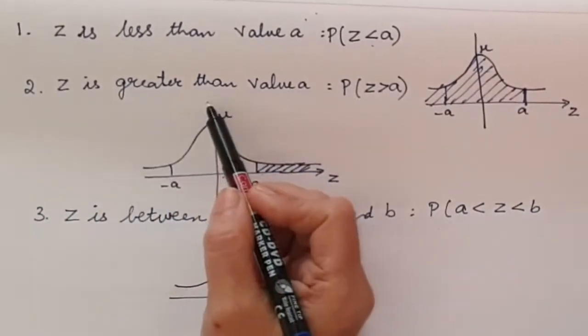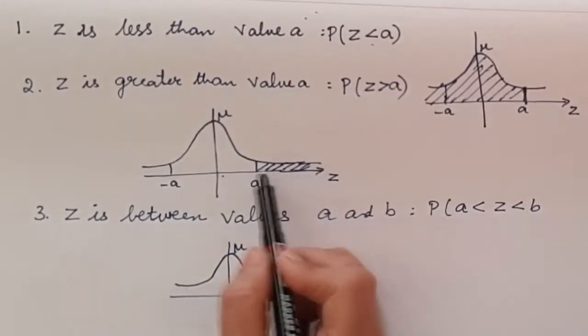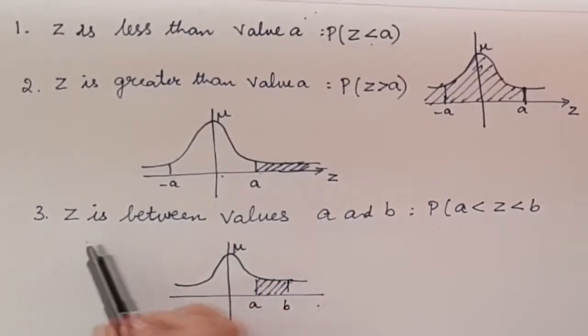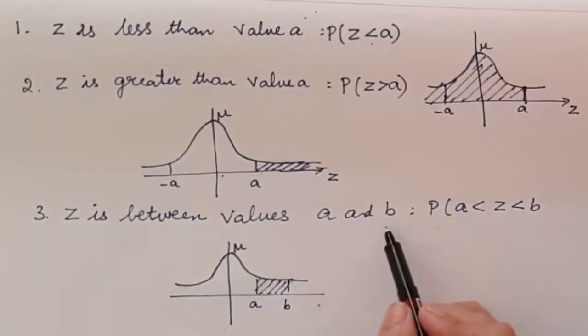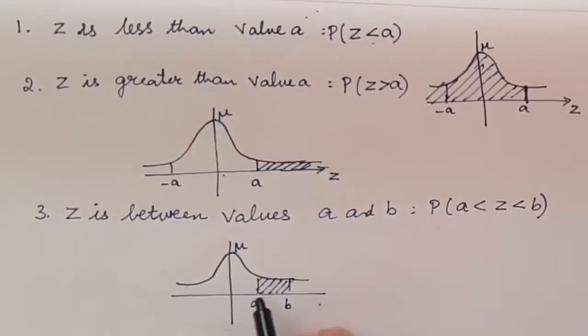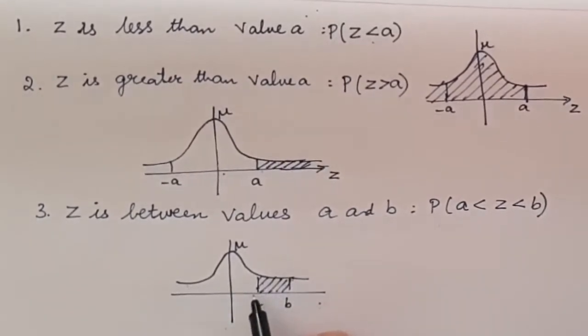Then z is greater than value a. That means here again, the same way, these values are the probability of z greater than a. And then z is between the values a and b, the probability of a less than z less than b. So both are positive, and we have a and b over here. All the values between a and b give the probability.